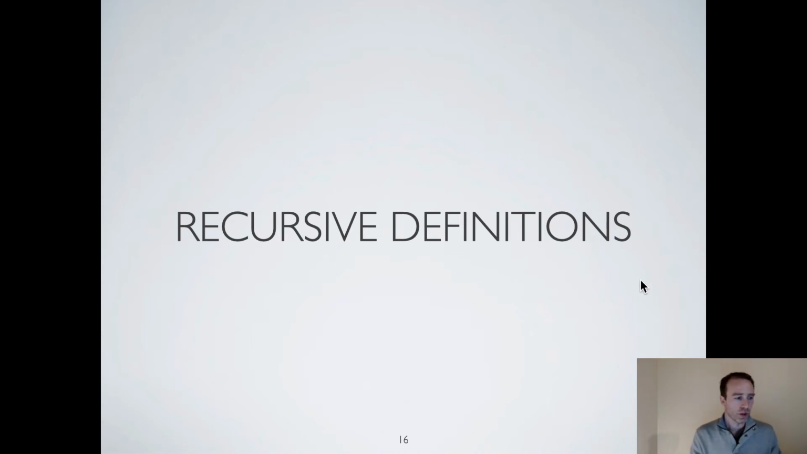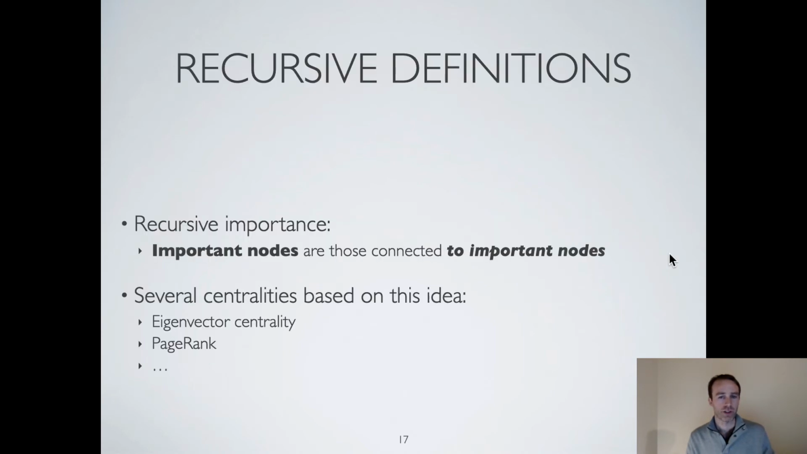Then we move to a different set of centralities which are based on recursive definitions. This is also something very important that you're actually using every day, even if you don't know it. The idea of the people who introduced this definition was to design a recursive notion of importance. It means that I'm important if I'm connected to important nodes. And the other nodes, how do I know that they are important? Well, because they also are connected to important nodes. So you see it's a recursive definition, which is a little bit hard to grasp.